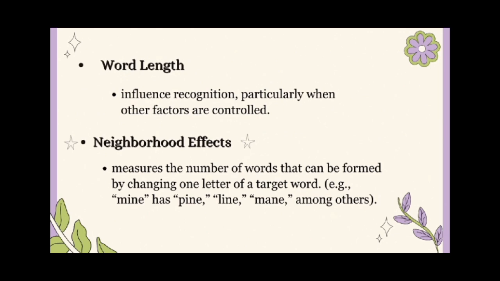Neighborhood effects. This refers to the influence of how many words can be created by changing one letter of a target word. For the word mine, the neighborhood includes words like pine, line, and main. Words with many similar neighbors can be processed differently compared to words with fewer neighbors. For instance, mine might be recognized more quickly because there are several familiar words that are closely related to it.